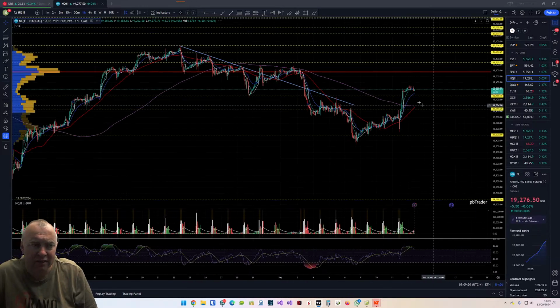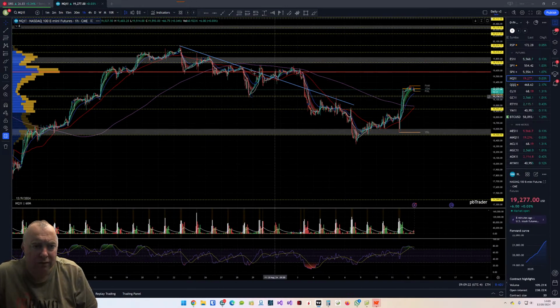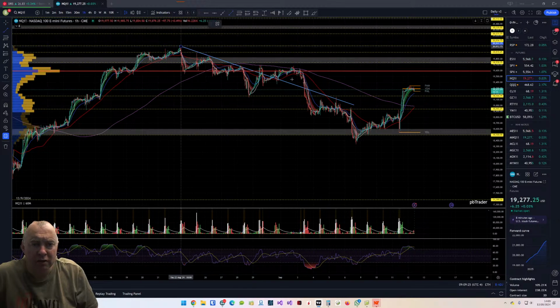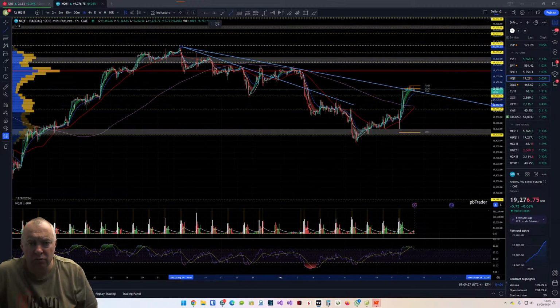Next is NASDAQ. This is the NQ. Let's just draw in another trend line. Look at that, so a hold in that trend line.